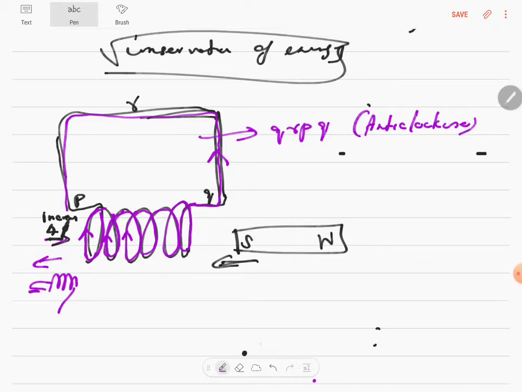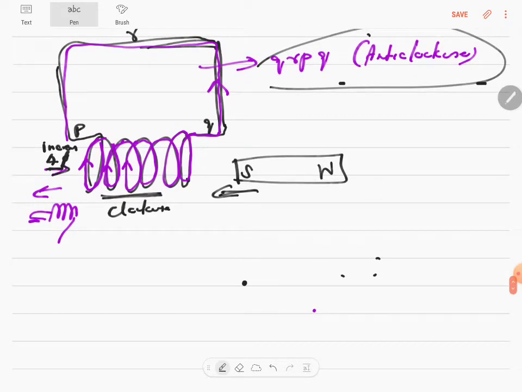Even though in the coil, this solenoid, the induced current was clockwise, the outside loop is where it becomes anti-clockwise. So this is the direction. So that's how tricky the sum can get.